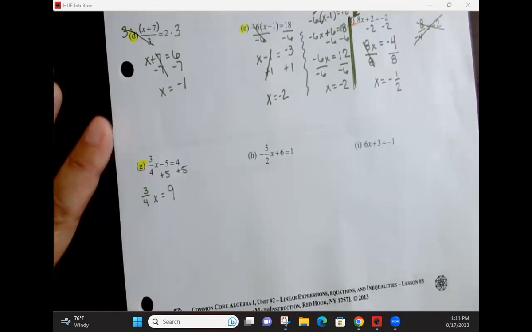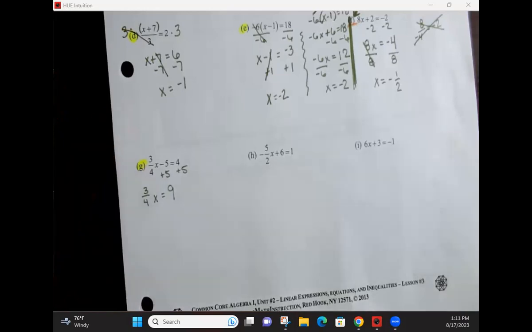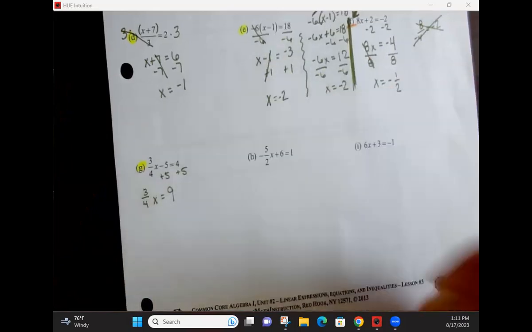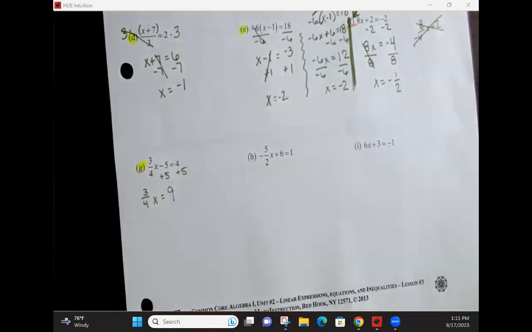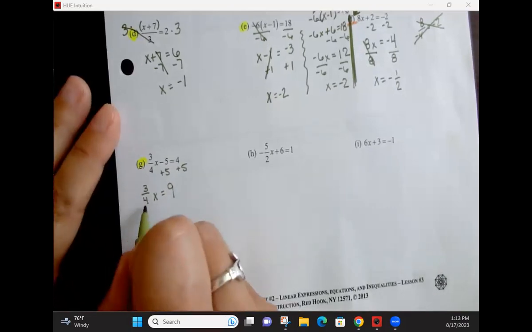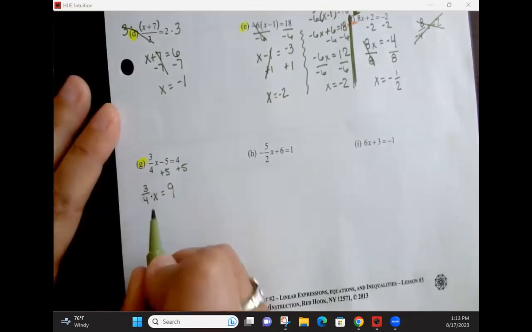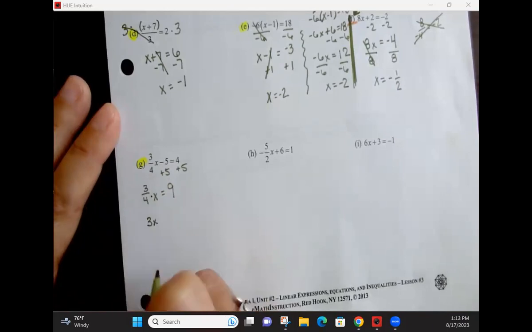Okay. There's a couple, just like E, where you could divide the 6 or you could distribute the 6 at the beginning. There are a couple different ways that we could approach this 3/4. One way that sometimes makes a little more sense for people if we don't feel super great about fractions is instead of thinking of this as a fraction times x, we can think of this as 3x divided by 4.